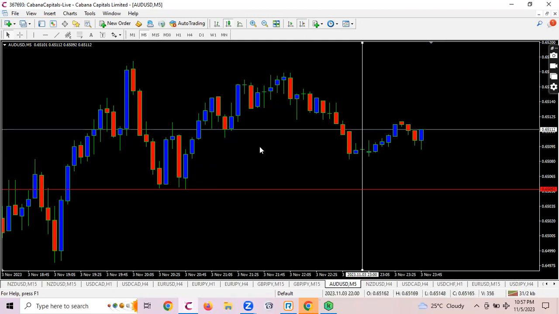Let's go to 5 minutes. On 5 minutes, we'll still work with this. Okay, same, price must break this low before we consider selling. Please don't just jump in and start selling Australian dollar USD. Wait for a candle to close below this low. Let's see what we have on 1 minute.